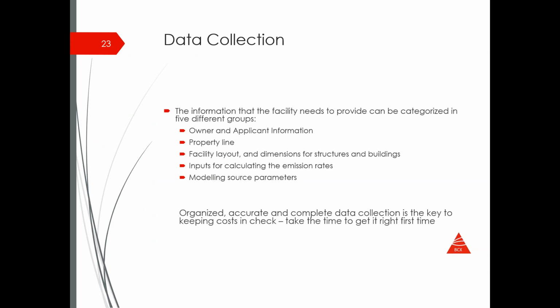Data collection. So information that the facility needs to provide to your consultants is the owner and applicant information, property line, facility layout, any dimensions, inputs for calculating the emission rates, like the production rates, and modeling source parameters, which is essentially like your stack dimensions, so we can do the air modeling. It's very important to emphasize that you should provide this information very accurately, because it'll be a cost-added project if there are a lot of changes throughout the project, and people keep changing their mind on certain parameters.